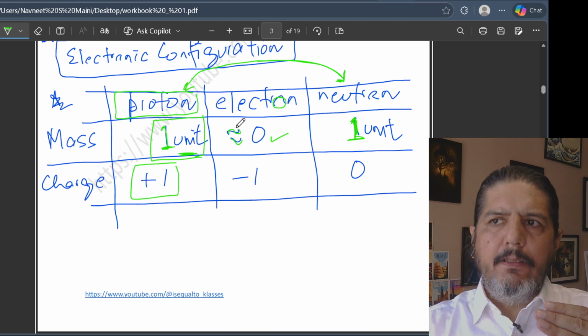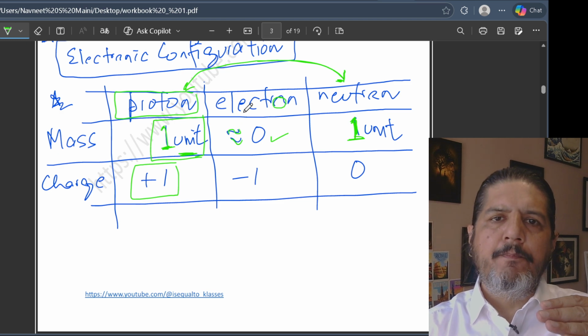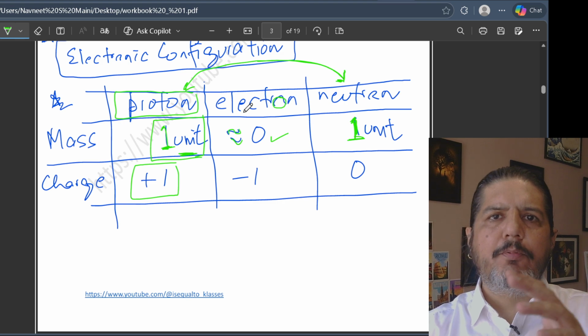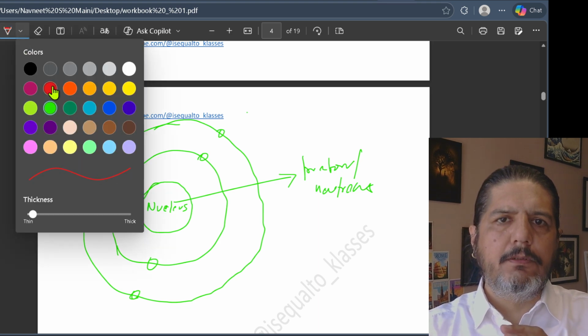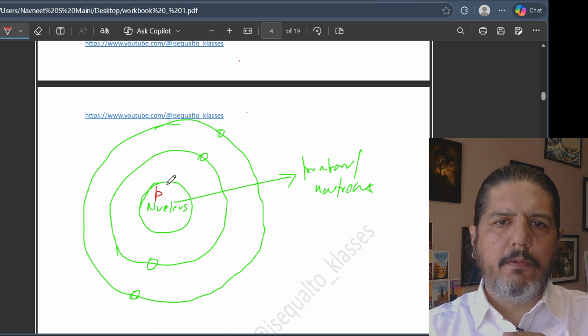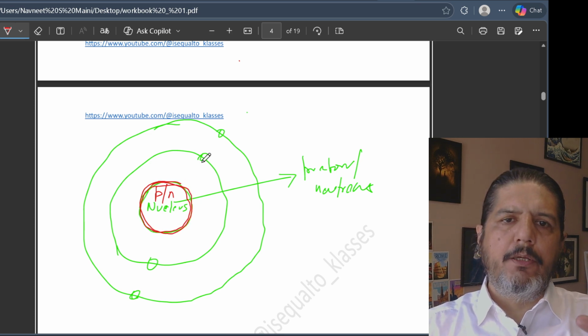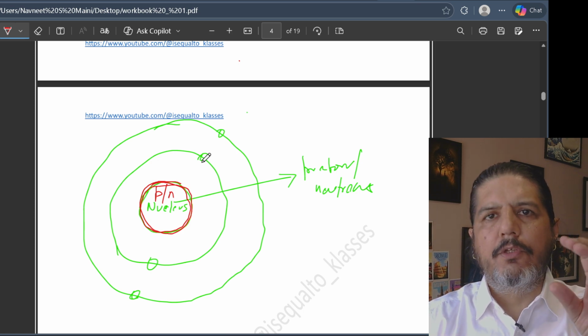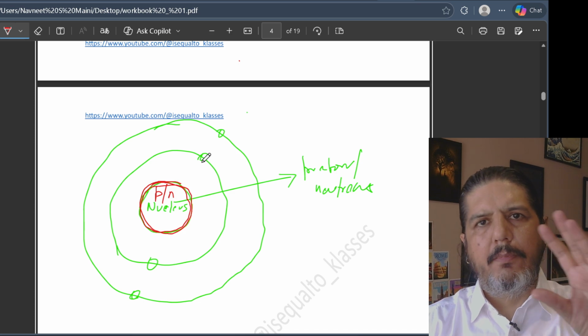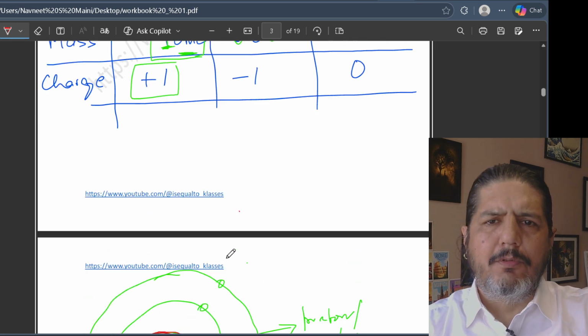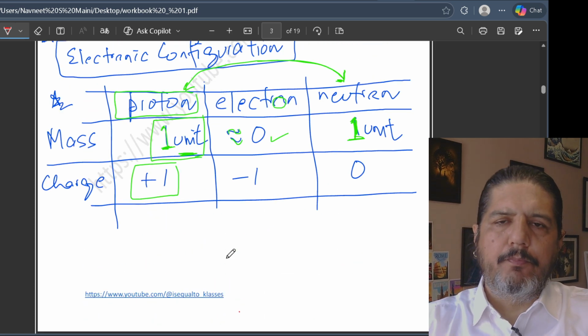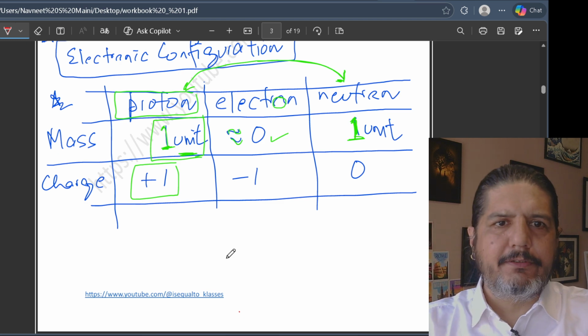If you understand what I'm trying to say, the mass of an atom basically depends upon the proton and the neutron. Proton and neutron stay in the nucleus. So the nucleus is the part of the atom where the mass sits. In the orbital shells where electrons are, electrons don't contribute much of a mass to the atom. This is what you need to understand well.